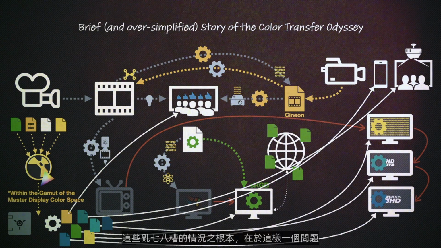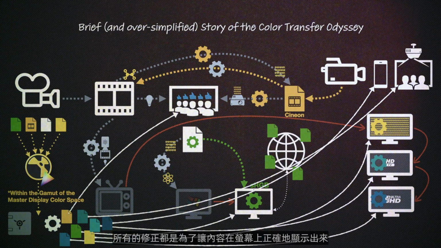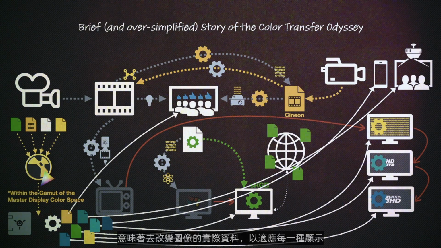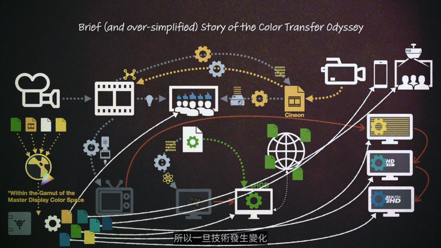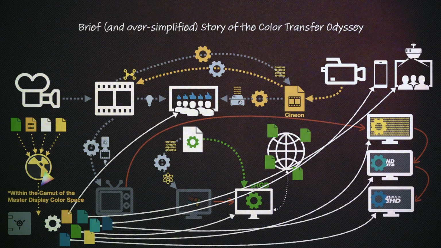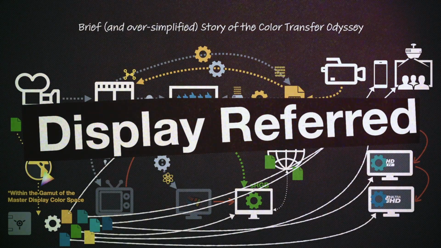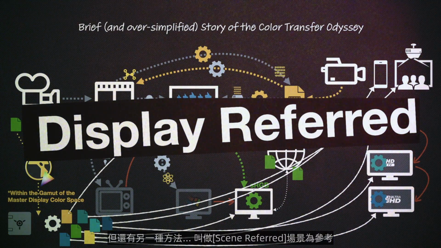This mess relies on one single problem. All corrections to adapt the content to be correctly visualized on the screen implied changing the actual data of the images to be adapted to every display. So as soon as the technology changes, our files must change every time to adapt to that new technology, to the display. This is known as display referred workflow. But there is another way, and it's called scene referred.